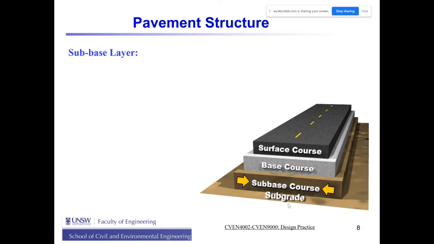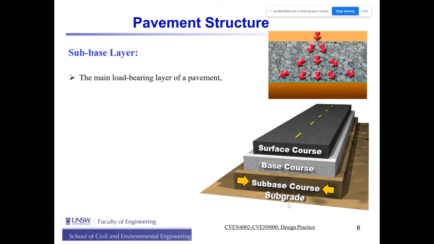The next layer is the subbase layer. Subbase layer is considered as the main load-bearing layer of the pavement. The quality of the material that we are using is not that high. Generally, we are using granular materials, aggregates for that subbase layer, and the quality of the material is generally low for that layer. And this is an optional layer in the road. That depends on the amount of the traffic. If you are designing a light traffic road, generally we ignore the subbase layer. We don't need that one.